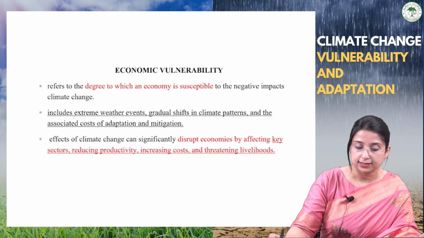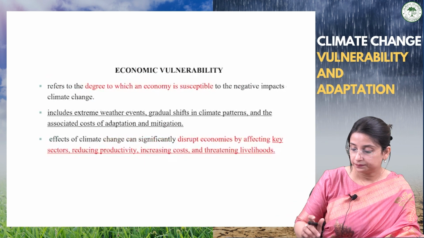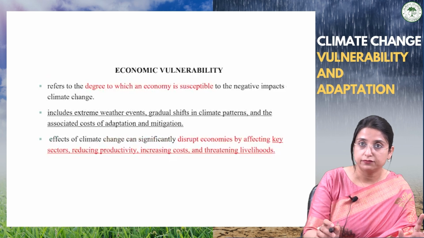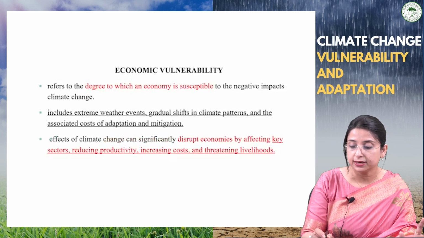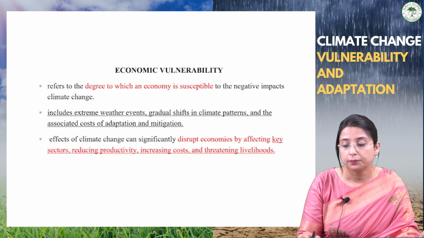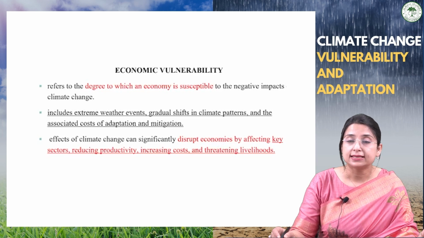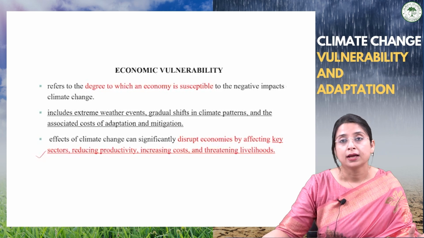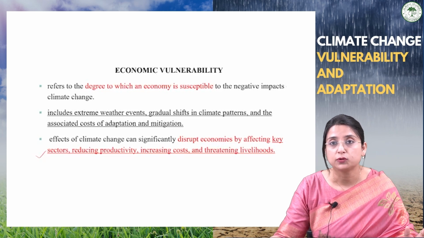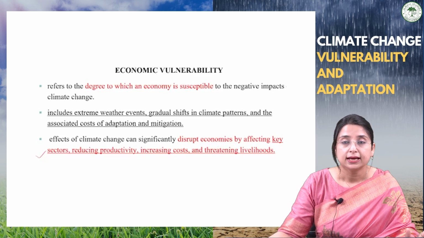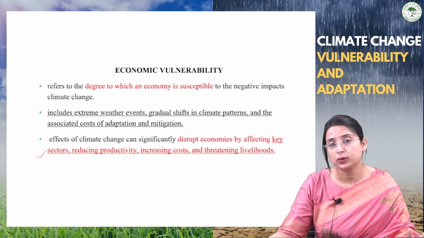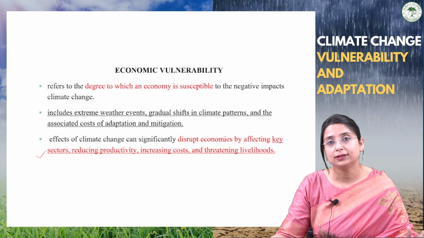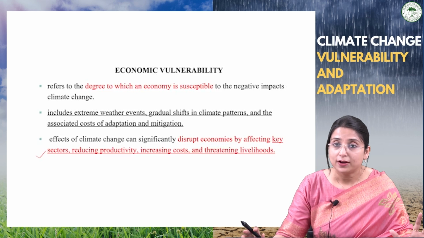When you see these things, if we are talking about economic vulnerability, it disrupts the economies through the key sectors. You can take the example of agriculture. Agriculture is dependent on climate. We can take the example of fisheries, which is dependent on climatic factors. We can take the example of lumbering, also dependent upon the climate. So it affects the key sectors.